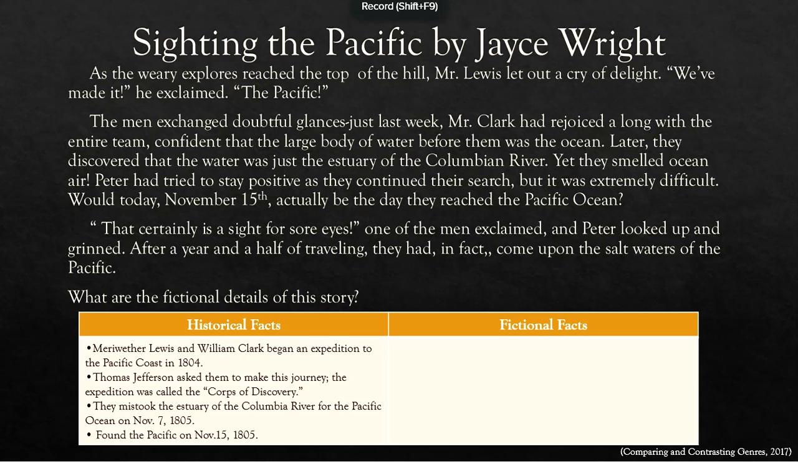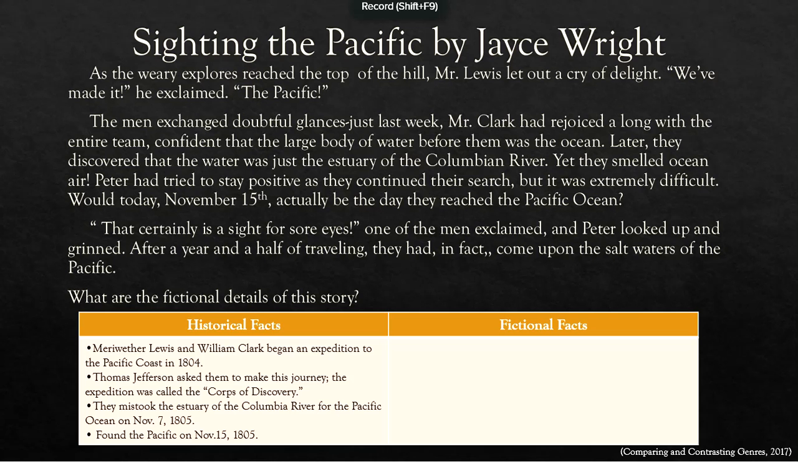Yet they smelled ocean air. Peter had tried to stay positive as they continued their search, but it was extremely difficult. Would today, November 15th, actually be the day they reached the Pacific Ocean? "That certainly is a sight for sore eyes," one of the men exclaimed, and Peter looked up and grinned. After a year and a half of traveling, they had, in fact, come upon the salt waters of the Pacific.